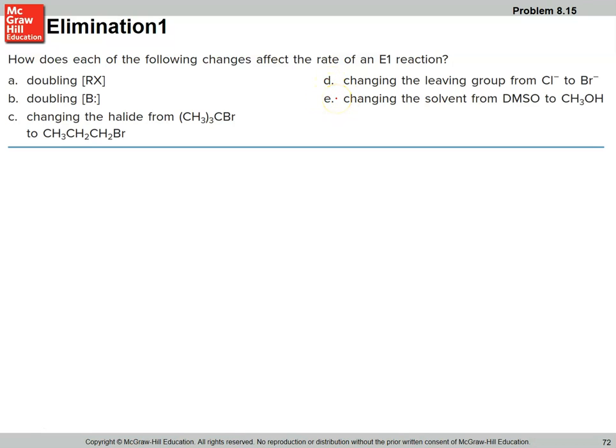Changing the solvent from DMSO to CH3OH. DMSO is aprotic, CH3OH is protic. So it's going to be a better chemical reaction because we're going to better dissolve the leaving group, have intermolecular interactions, and potentially weaken the base as well to allow for that leaving group to happen.